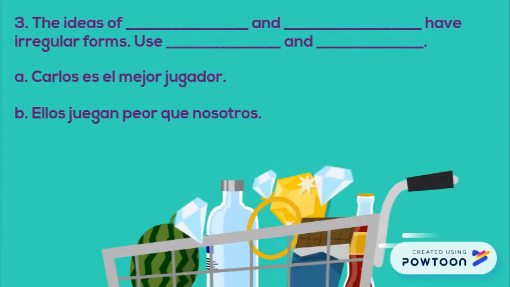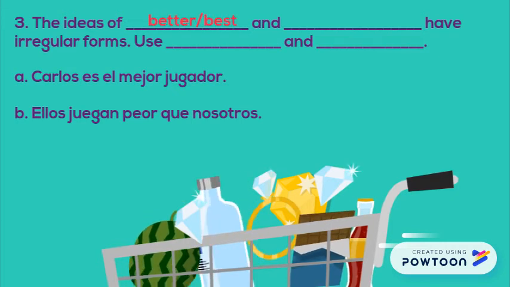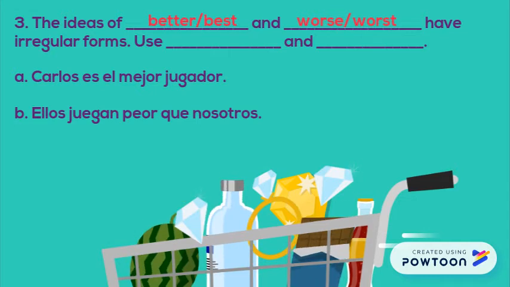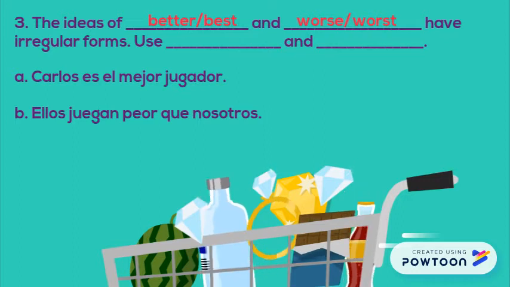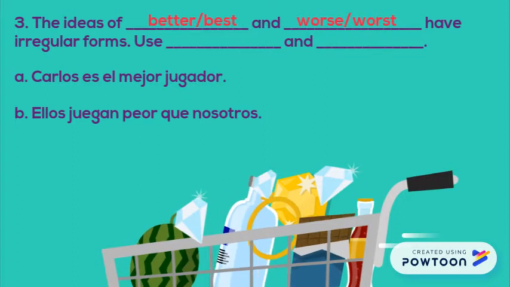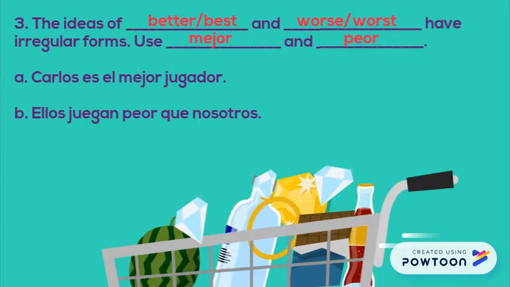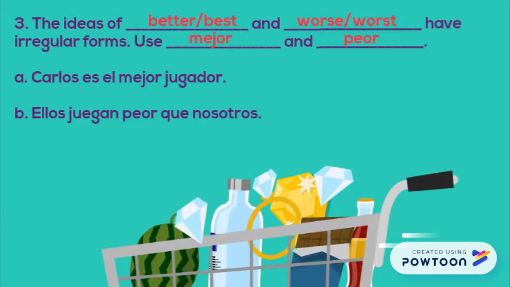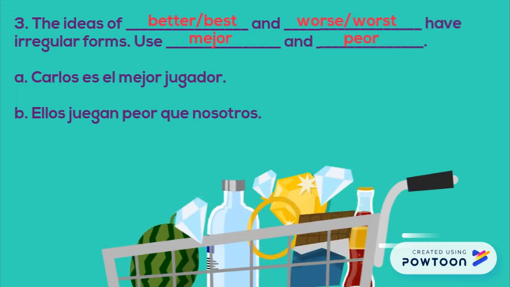All right, the last point here is that the ideas of better and best and then worse or worst are irregular in Spanish, and they're irregular in English as well, so that kind of corresponds. But the two words that you need to know here, mejor means better or best, depending on how the sentence is set up. And then peor means worse or worst.